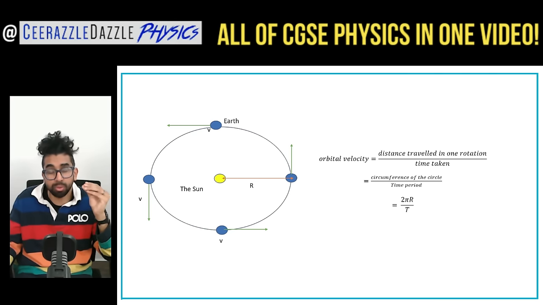Orbital velocity. If you want to work out the orbital velocity of an object, basically it's the distance traveled in one rotation divided by the time taken. So if we have the Earth going around the Sun, the distance traveled in one rotation is the circumference of the circle, which is 2 pi r. The time taken for it to go around is the time period, capital T. That's why, to calculate the orbital velocity, it will be 2 pi r divided by T, where r is the distance between the Sun and the Earth.